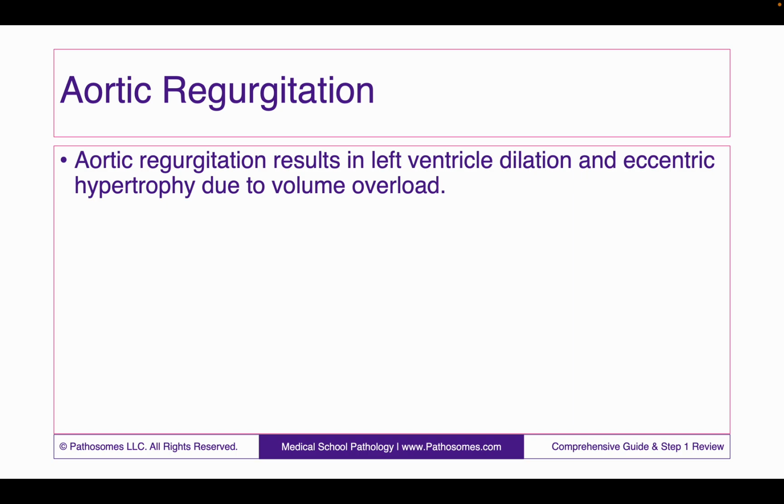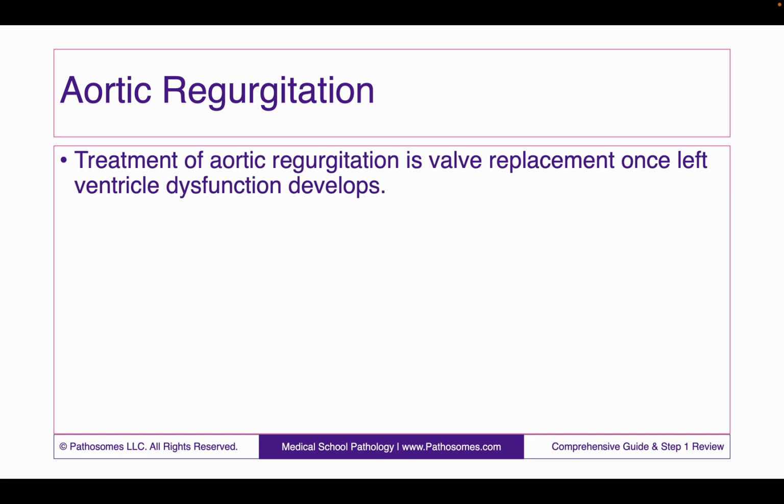Note that aortic regurgitation generally results in left ventricle dilation and eccentric hypertrophy due to volume overload. Treatment of aortic regurgitation is valve replacement once the left ventricle dysfunction develops.